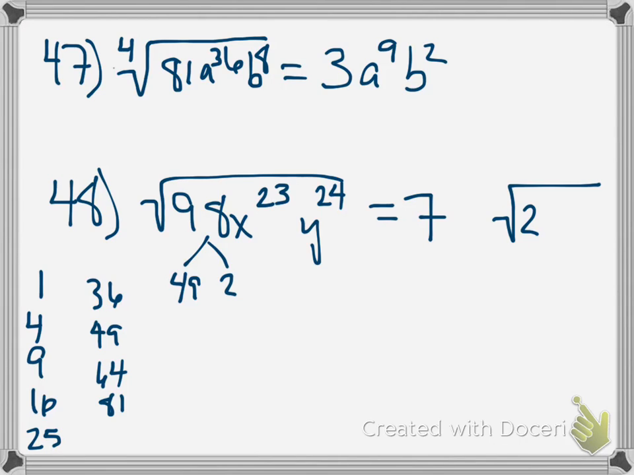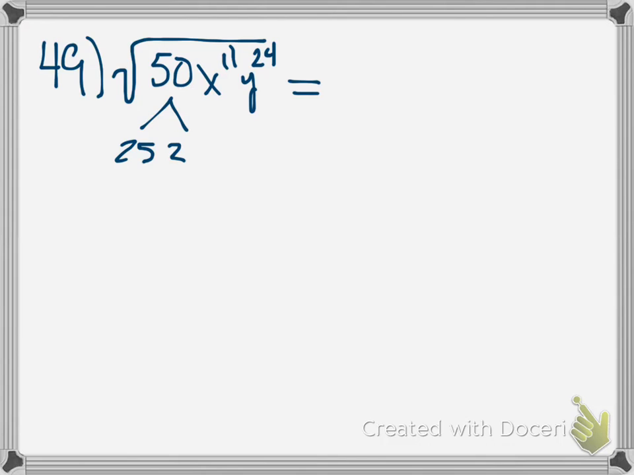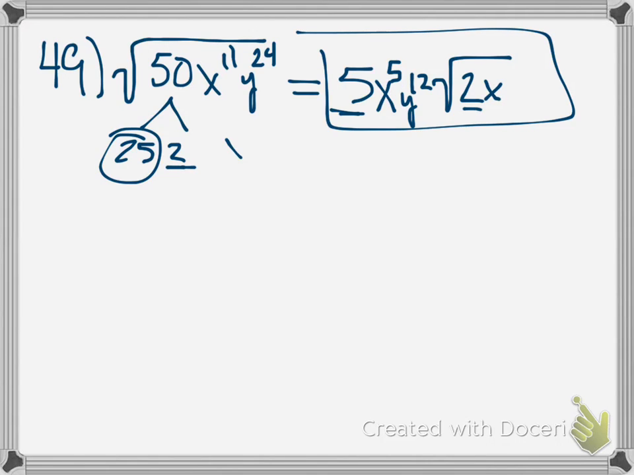23, we could divide by 2, but we're going to get a fraction, 23 over 2. But again, on the calculator, if you press Control Enter, you can get that as a decimal, and it would tell you that it goes into it 11 times with a remainder of 1. So that means there's 1 x left over. And then 24 divided by 2 would give me 12, so that's why 12, and there we go. That's that answer. Same thing for 49, 25, square root of 50 is 25 and 2, and kind of go from there.